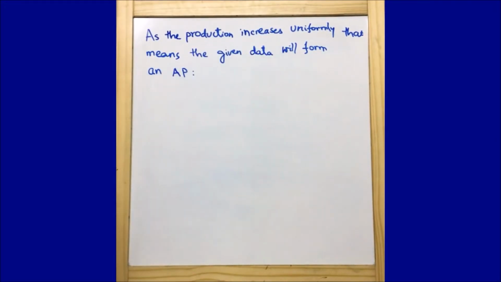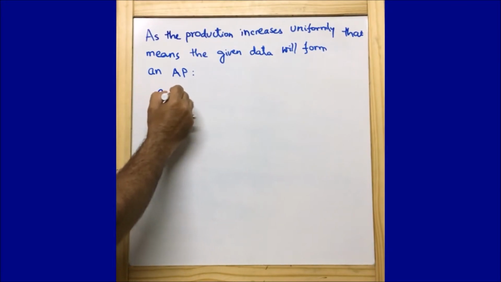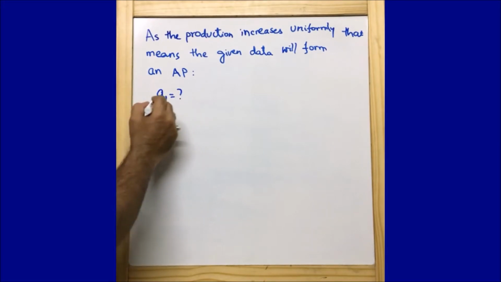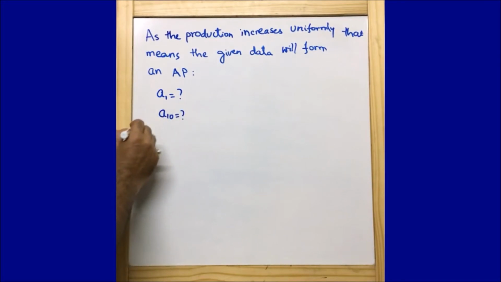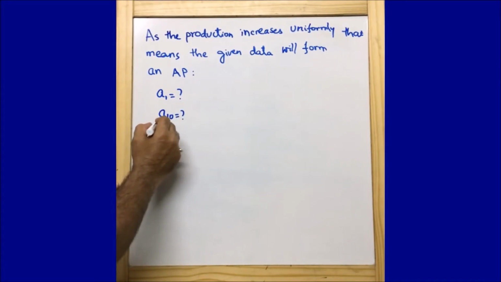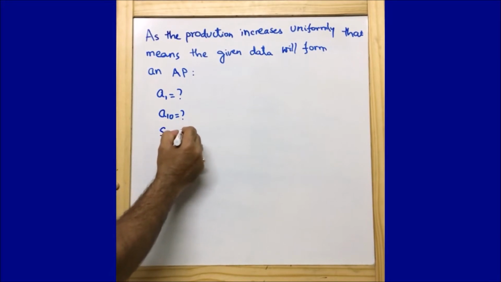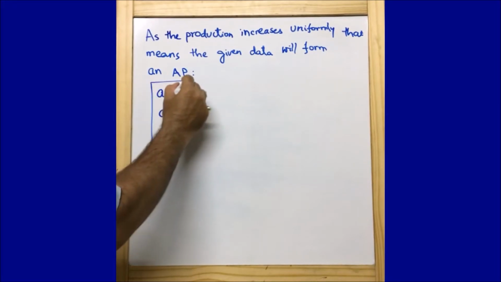Okay, now let's see. We are going to find out the production in the first year, that means A1 is equal to how much, and the production in the 10th year, and the sum of the production till the 7th year, that means S7 is equal to how much. So this is what we are going to find out.